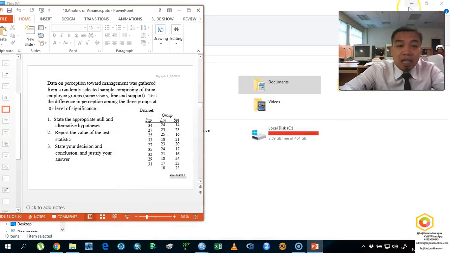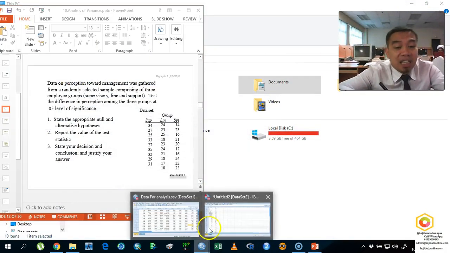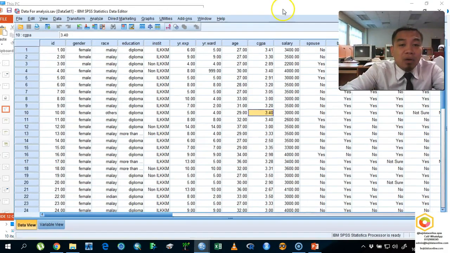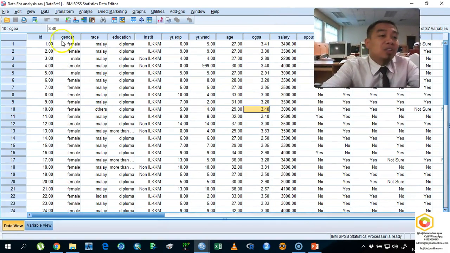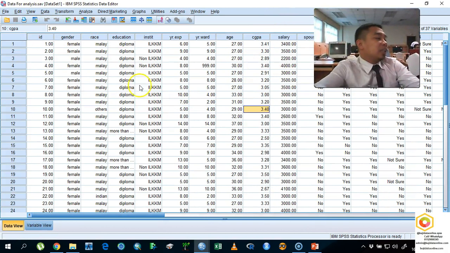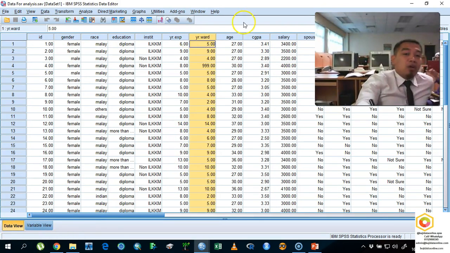Okay, ladies and gentlemen, now proceed with our real data. Our real data that we already collected yesterday, which is the data for analysis.sav. Can you please open that data now? All of you.